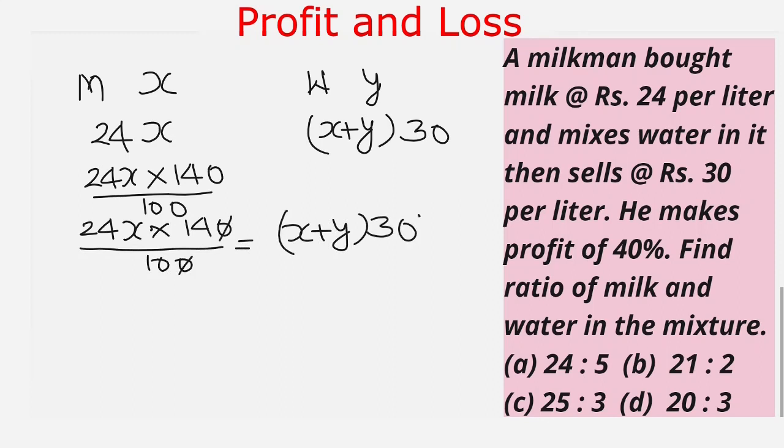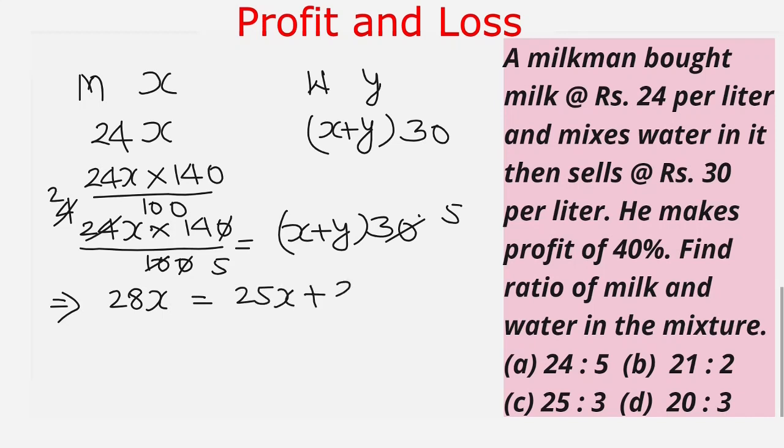The 0 of the numerator 140 is cancelled by the 0 of the denominator 100. 6 divides 24 four times and 30 five times. 2 cancels 4 two times and 10 five times. Multiplying both sides by 5 or by cross multiplication, we get 14 times 2 is 28x equal to 5 times 5 is 25, 25 multiplied by x is 25x plus 25y.